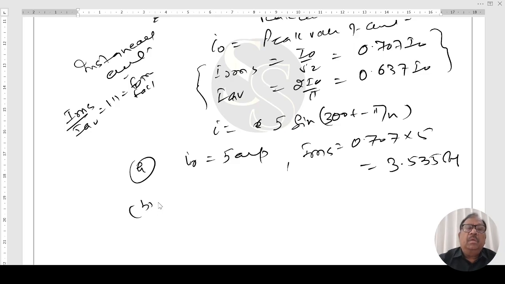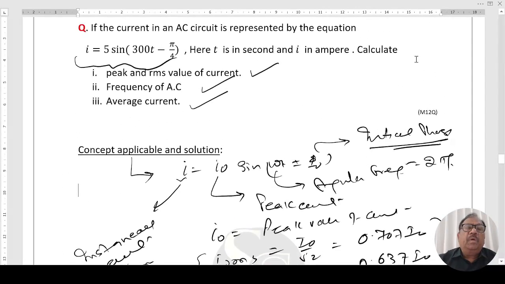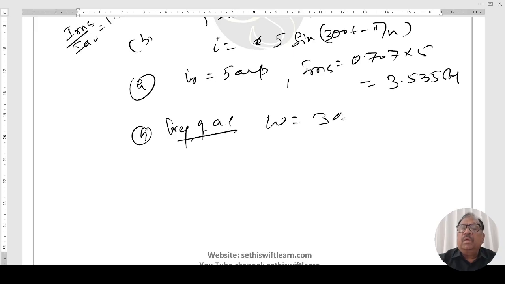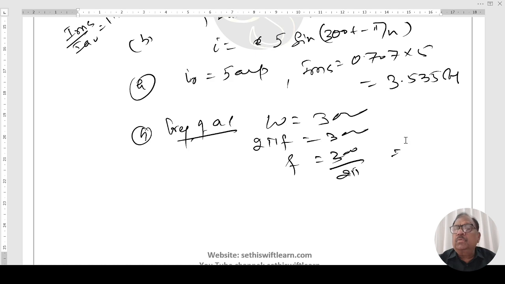B part. You have to find B part, the frequency of AC. So omega is 300. So 2 pi f equal to 300. f equal to 300 divided by 2 pi. On simplification, this comes out to be 47.75 hertz, or you can say cycles per second.